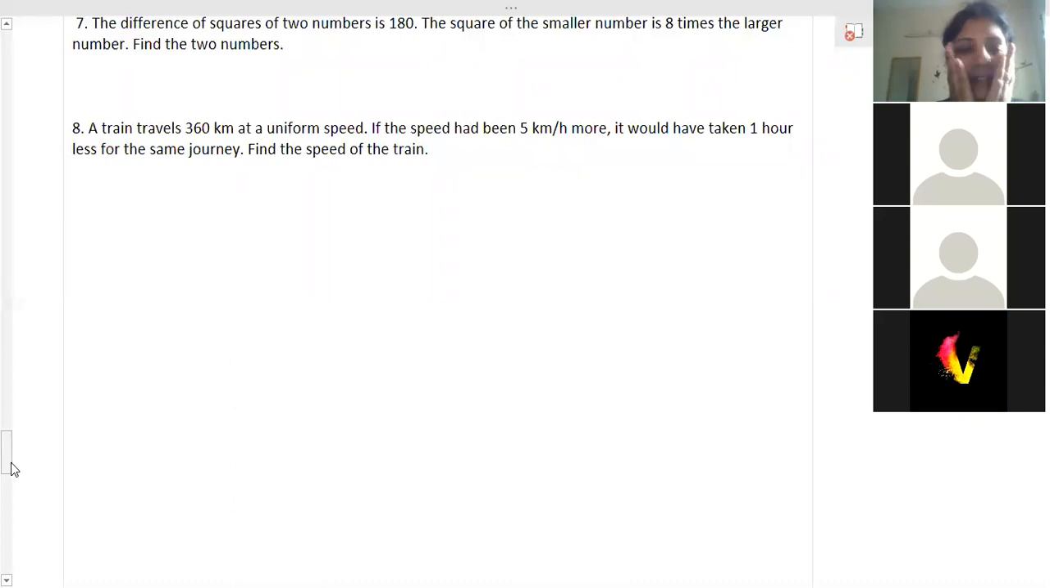The next question is: a train travels 360 km at a uniform speed. If the speed had been 5 km per hour more, it would have taken 1 hour less for the same journey. Find the speed of the train. Okay. So here we will use two variables. This is the first method. School has taught you the second method. That one also I will explain to you.